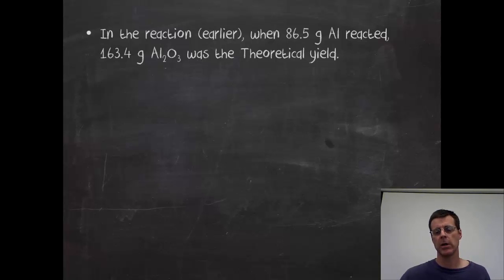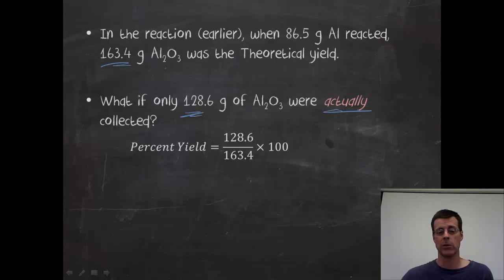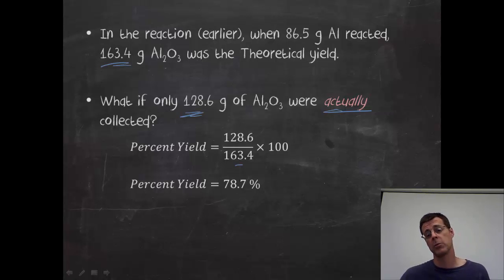So, taking that reaction that we had earlier, we actually calculated this already, 163.4. Notice we didn't have to do that experiment to get that number. All we have to do is a calculation. So let's say we did the experiment and we ended up collecting 128.6 grams. That's our actual. Well, how do we get a percentage for that? Well, we take what we actually got divided by what we could have got, multiplied by 100, and that's 78.7%. That's all there is to it. Theoretical yield, actual yield, percent yield.